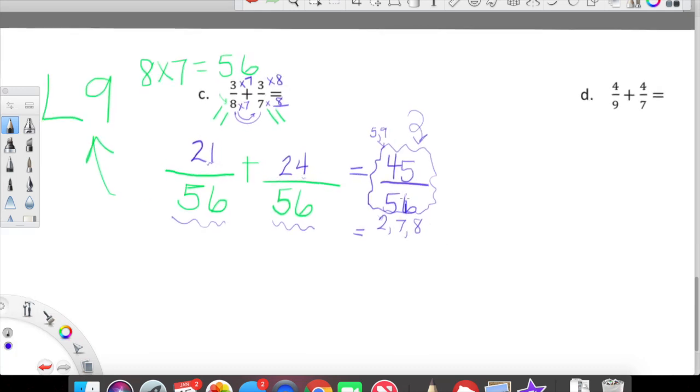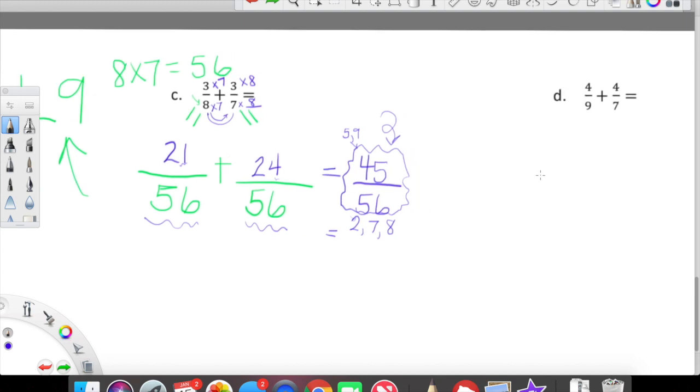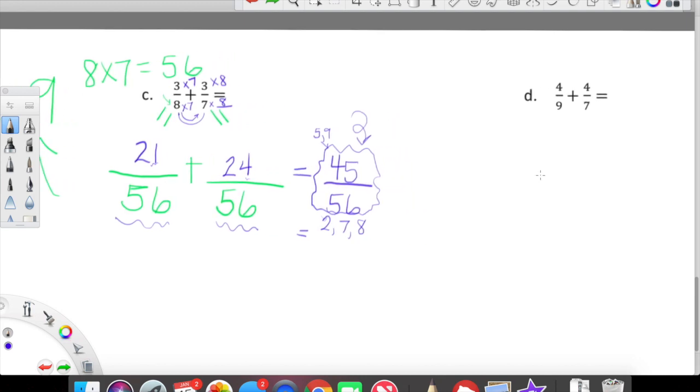Okay, so that's our first one. Let's see if I can move over to the second one. Let's look at 4/9 plus 4/7.